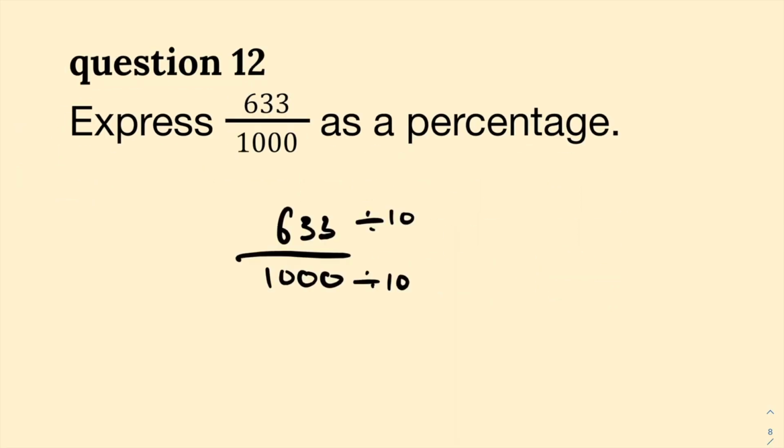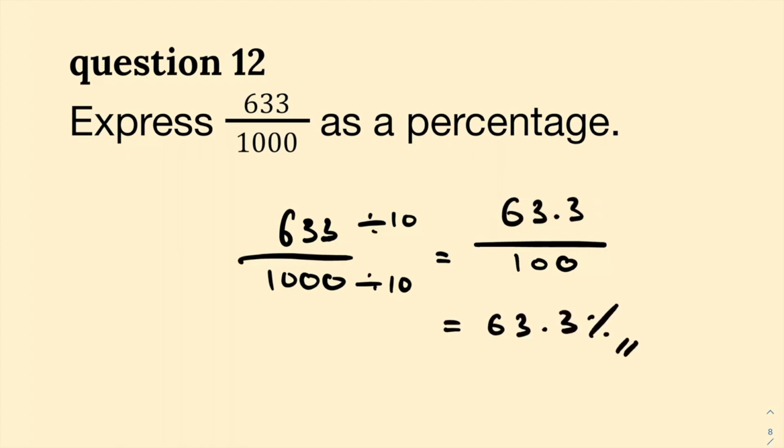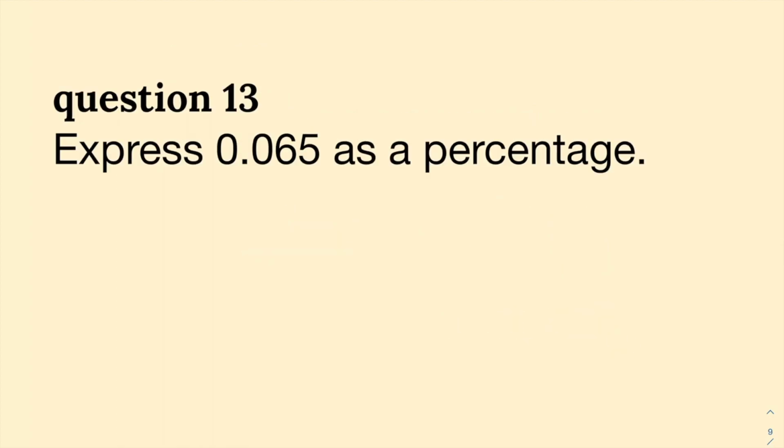633/1000 as a percentage. Well, we want our denominators to be 100. So from 1000, let's divide by 10. We get 63.3/100. So dividing by 10 means we'll just move the decimal point from here 1 step to the left, giving us 63.3. Now just take this numerator and write that as a percentage, 63.3%.